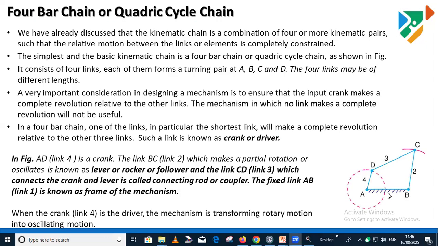This is a fixed link, and we have these 4 combinations for this 4-bar chain: link 1, link 2, link 3, link 4. Now, by fixing different configurations, like the first configuration, we are getting rotary motion as input and rotary motion as output. So motion transmission occurs from input to output, and this type of arrangement is used in the wiper mechanism in a car.